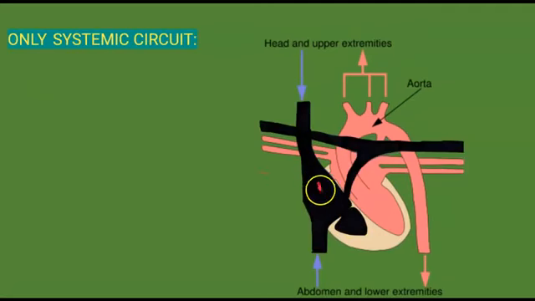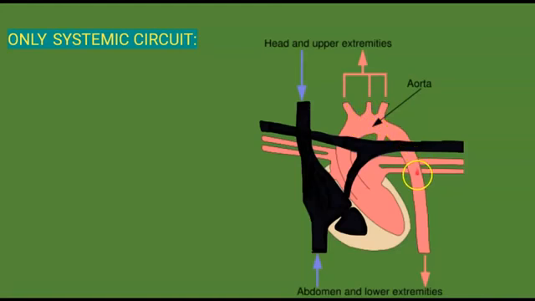So here I blacked out this blue part. We're only looking at the red, which is our systemic circuit. We're going to start with our blood in the left ventricle. Here, it's going to leave our left ventricle through our ascending aorta. Reaching our aortic arch, it's going to deliver blood to our head, upper extremities, and our neck.